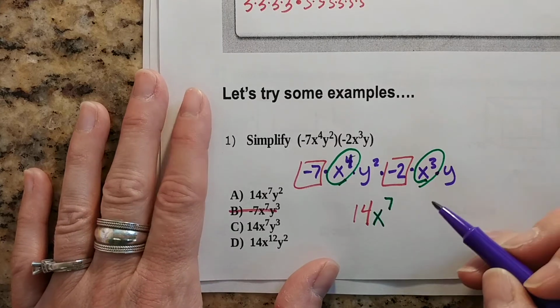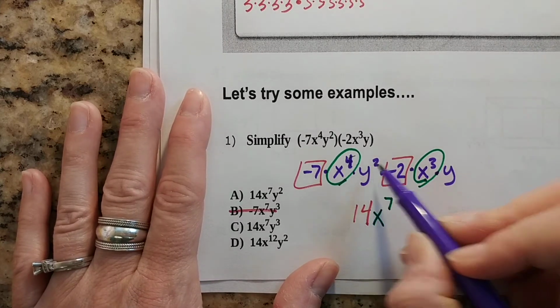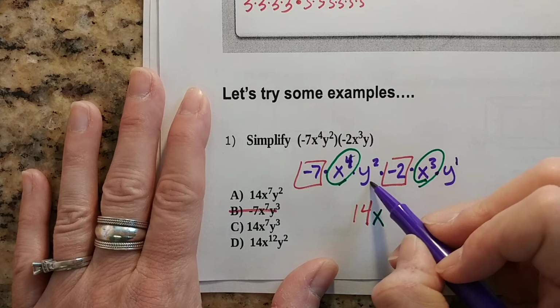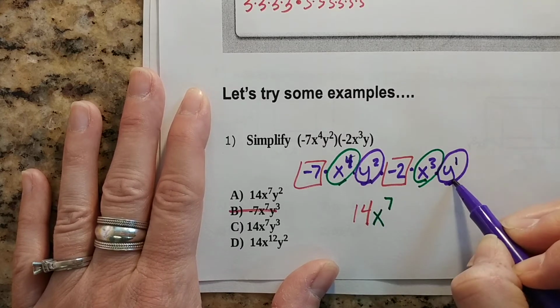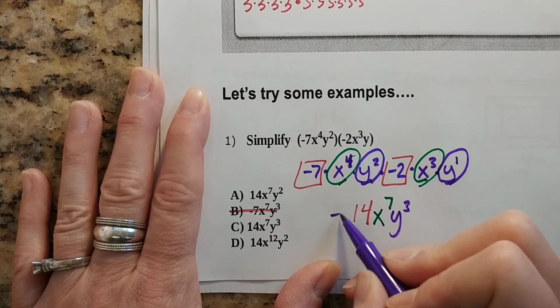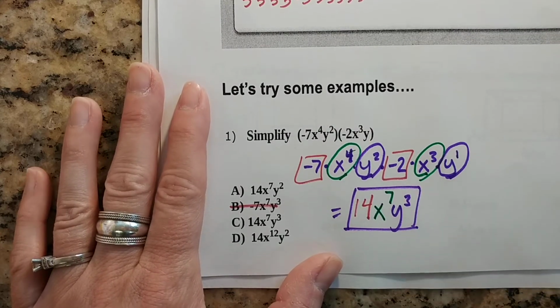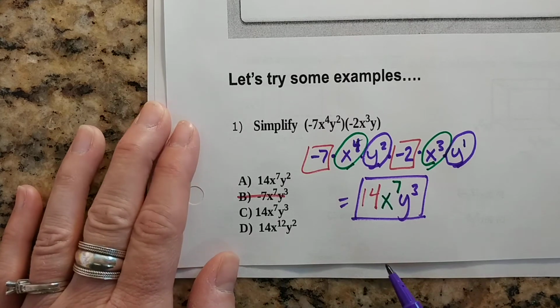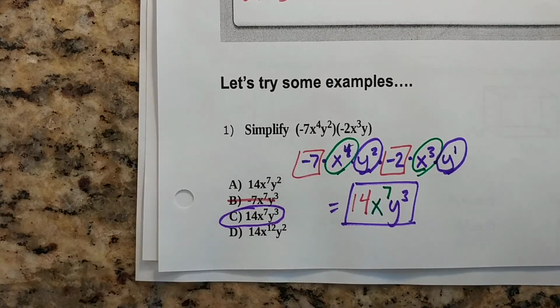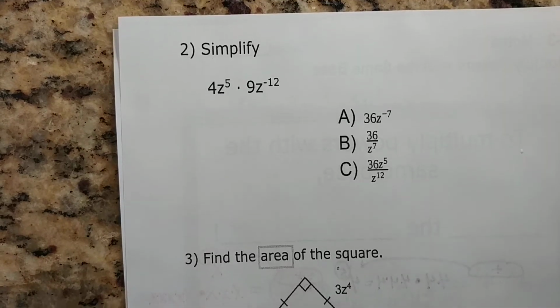Now let's take a look at what we have left. We have y's. This is y to the 2nd power, and this y doesn't have a power. We assume it's 1 because there's one y. So y to the 2nd power times y to the 1st power. Again, add the exponents. That would be y to the 3rd power. This would be my final expression in simplified form. And we can see here that that matches up with answer C. So answer C. Okay, number 2.